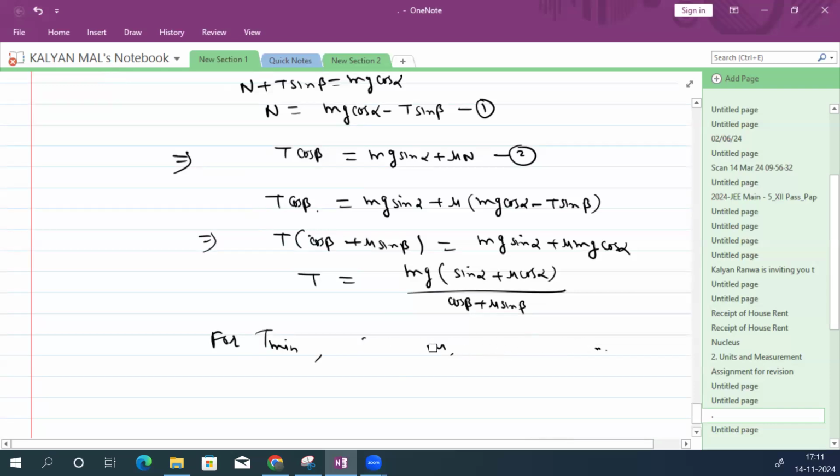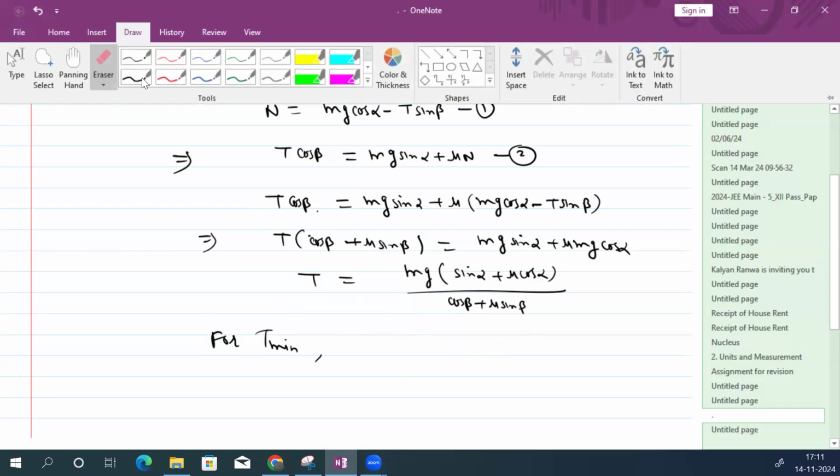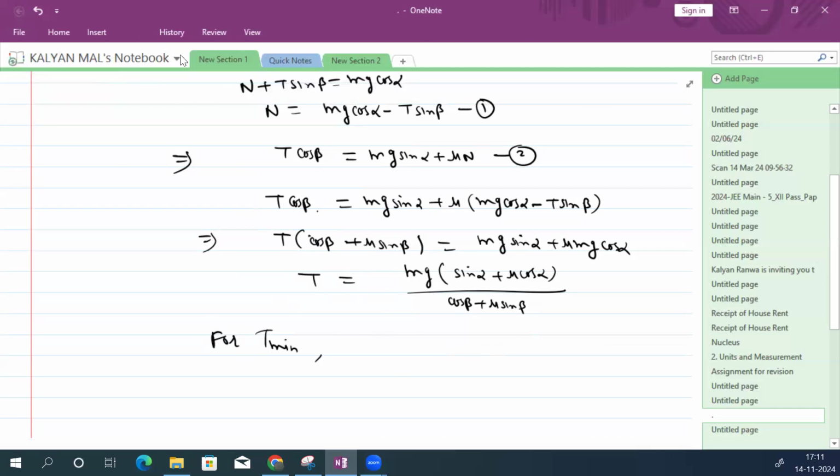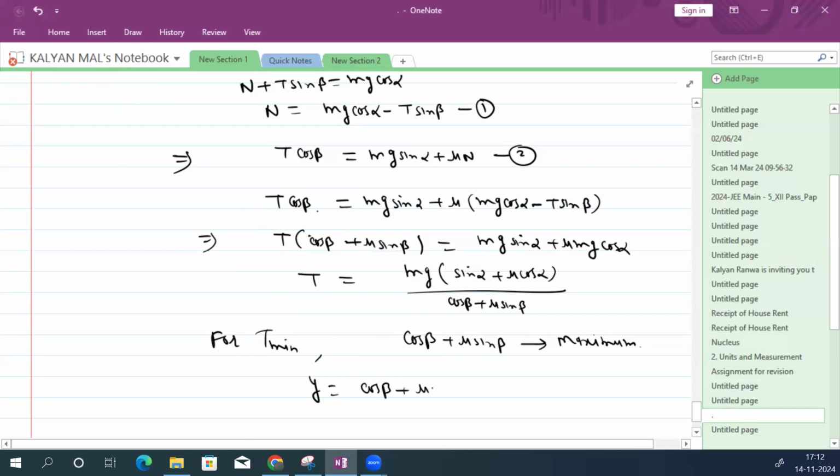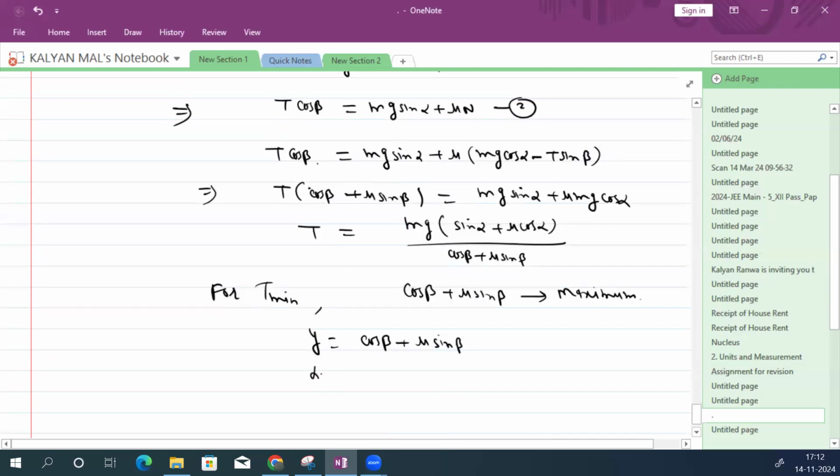And here also the denominator would be cos beta plus mu sin beta. This should be the maximum. So this value should be maximum. So let y equal to cos beta plus mu sin beta, which we want to maximize. So we will differentiate dy by d beta.